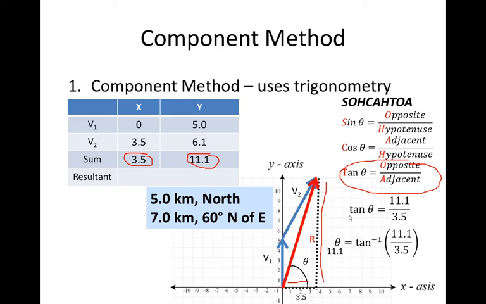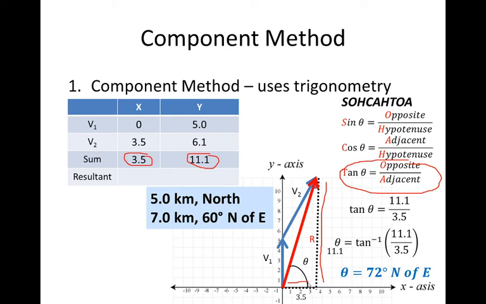Then we get rid of tangent, so over tan, so cancel tan, so we have theta. Then since this one is 1 over tan, or if we raise tan to the numerator, that will be tangent inverse or tangent negative 1, then times 11.1 divided by 3.5. So the answer is 72 degrees north of east.